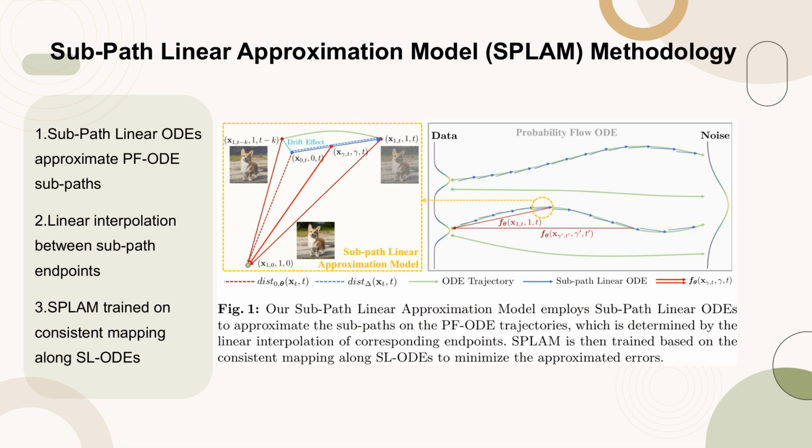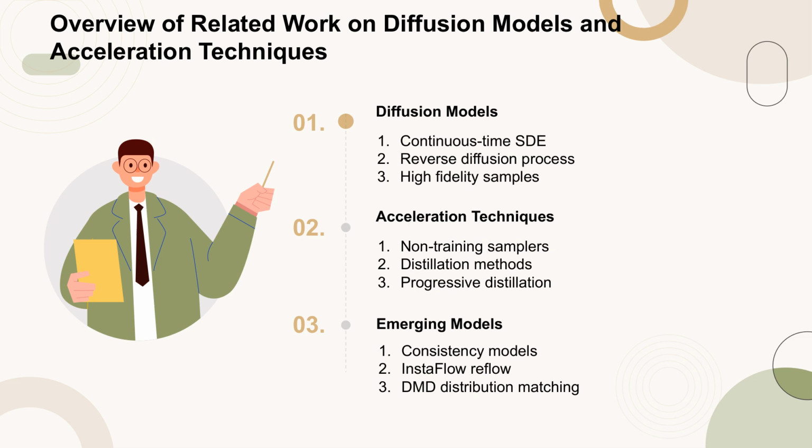Figure 1 illustrates the methodology of our Subpath Linear Approximation Model, SPLAM. The model uses subpath linear ordinary differential equations, ODEs, to approximate the subpaths on the probability flow ordinary differential equation, PF-ODE, trajectories. This approximation is achieved through linear interpolation between the corresponding endpoints of these subpaths. SPLAM is then trained based on the consistent mapping along these subpath linear ODEs, SLODEs, to minimize the approximated errors. This approach allows SPLAM to construct denoising mappings with smaller cumulative approximated errors, thereby enhancing the quality of image generation.